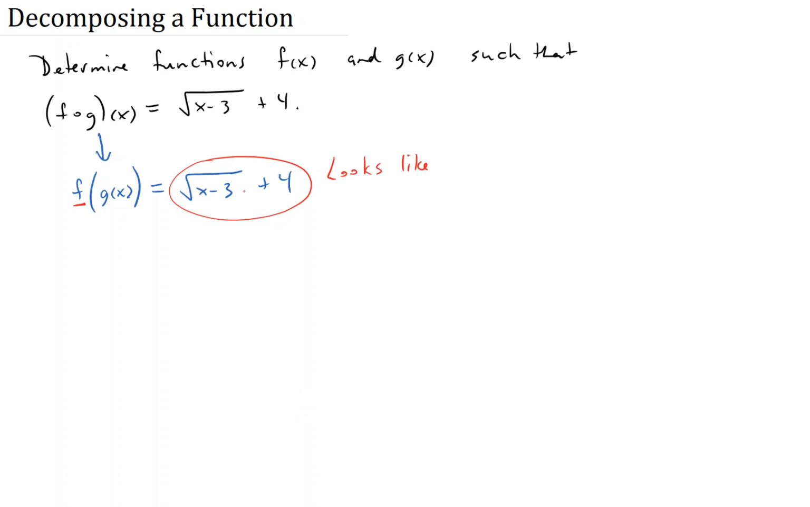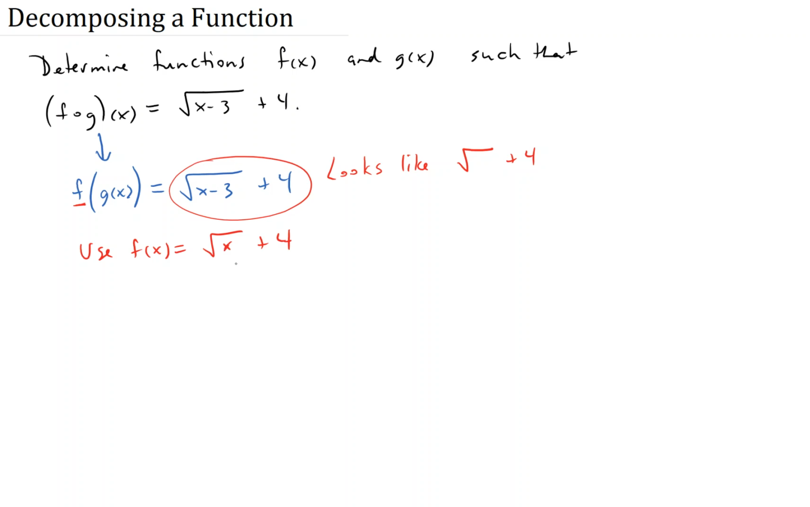So one way you could look at it is it could look like the square root of something plus 4, okay? So that means what we're going to do for our outside function is we'll use f of x equals the square root of x plus 4. And in general, x is the input to the f function. So that's what we'll use for our f function by itself.